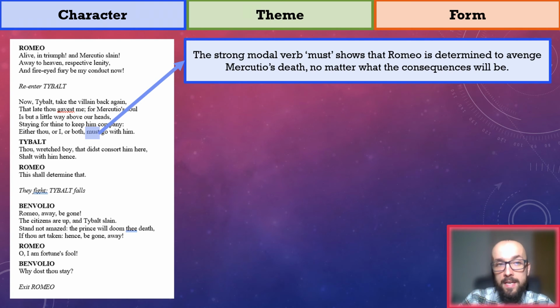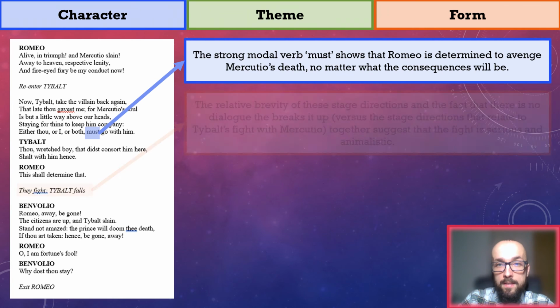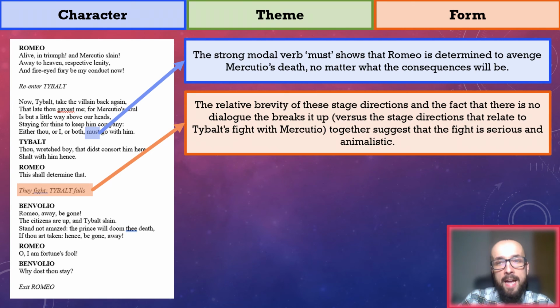Next, I want to look at the stage directions that relate to Romeo's and Tybalt's fight. Their relative brevity and the fact that they are not broken up by any dialogue, versus how the stage directions related to Tybalt's and Mercutio's fight were broken up by dialogue, together suggest that the fight is serious and animalistic. Romeo and Tybalt do not want to taunt or goad each other with their words, they are just out for blood.